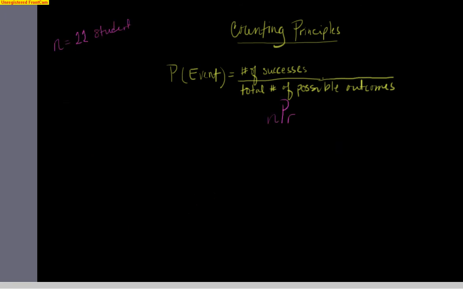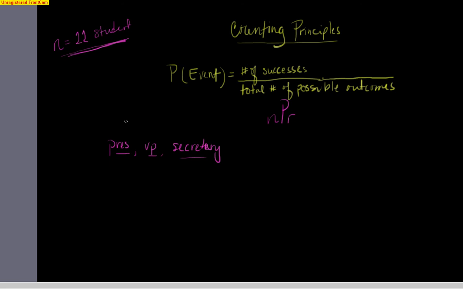Okay, let's take a look at a problem that might involve a permutation. Let's say we have 22 students in our class. And let's say we need to pick a president of the class, a vice president, and a secretary. We're running elections or something like that for our class, okay? My question is, how many different ways can we choose these 3 people?